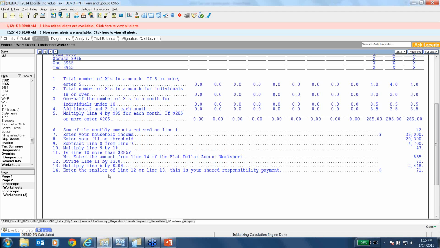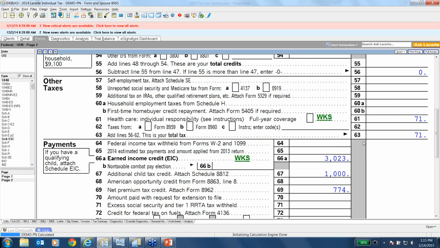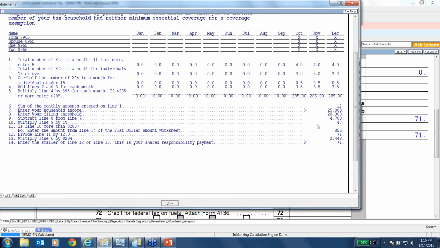And then there's an upper cap of the bronze level plan. And the government automated that for us. They said, let's look at everybody in the household because it's based on the number of people in the household where they didn't have coverage. We multiply 12 by the 204. The upper limit is going to be 2,448, and we're well underneath that cap. So the penalty amount of 71 goes up to the front of the return. Line 61, healthcare individual responsibility. And we can click on that link and go back to the $71 figure.